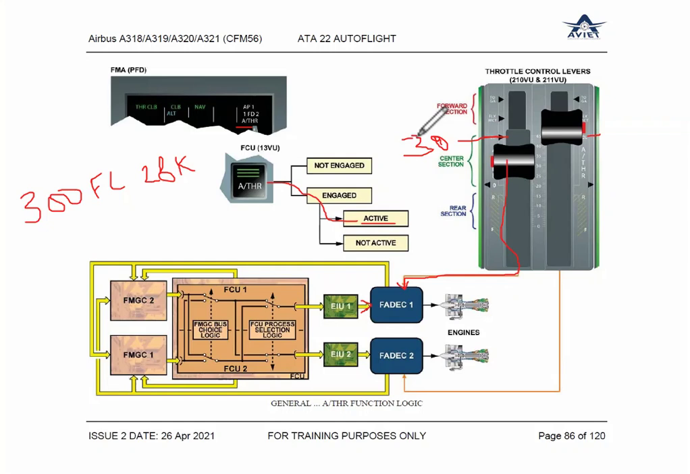Are you following me? Yes. Okay, it means your lever is at climb detent, but FMGC is giving the command up to somewhere around this level. This is 30, so somewhere around here. It means your lever is at a higher position, correct? Yes. Very good.